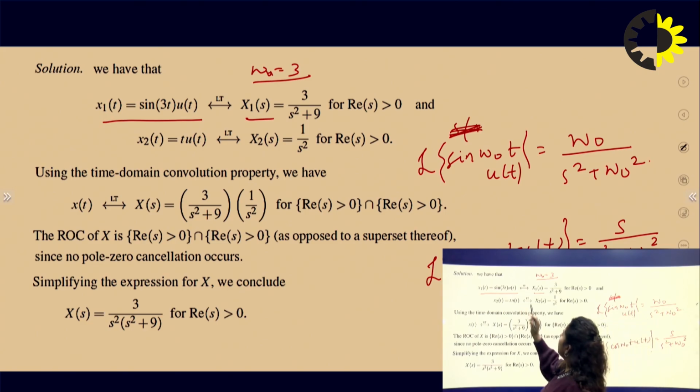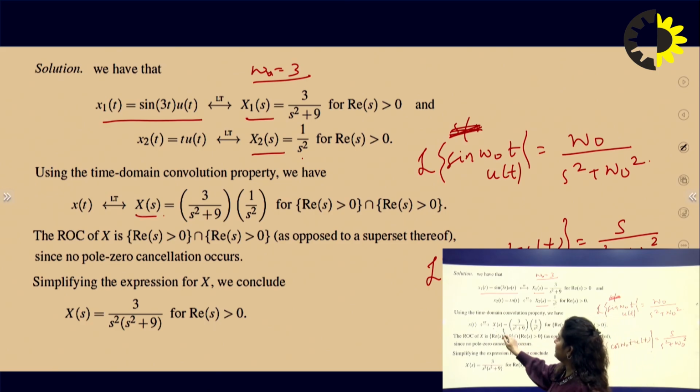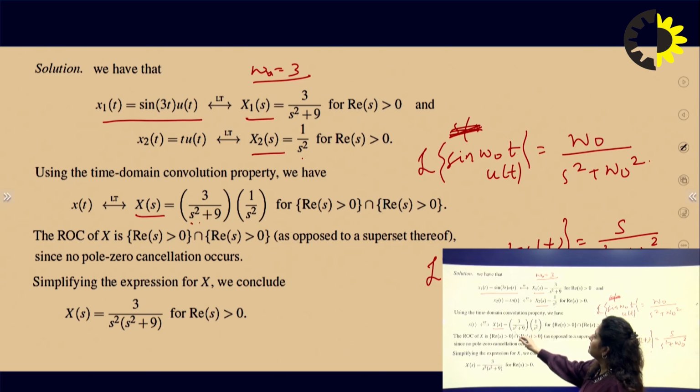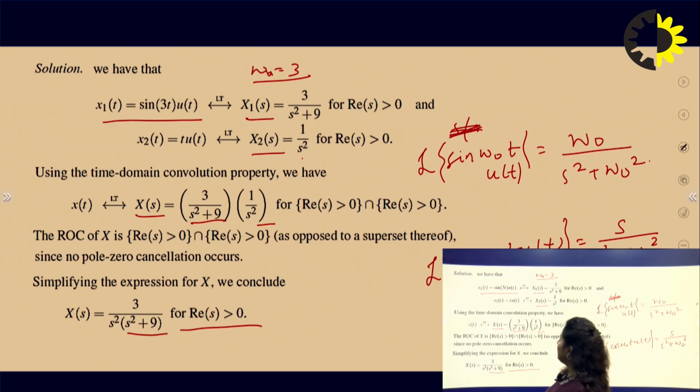Similarly, for the Laplace transform of t u(t), as we know, the Laplace transform of u(t) is 1 upon s, and for t u(t) it will be minus d by ds of 1 upon s, so it will be 1 upon s square. So we have both the terms X1(s) and X2(s), then we multiply to get X(s). So X(s) is 3 upon s square plus 9 times 1 upon s square, for real of s greater than 0, because this term consists of two poles, s plus 3j or s minus 3j. It has some complex values.